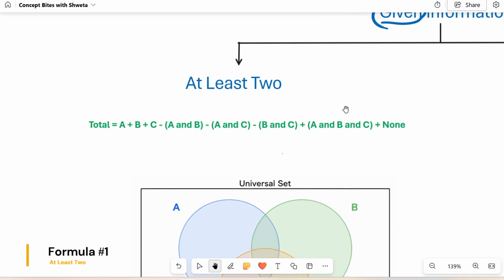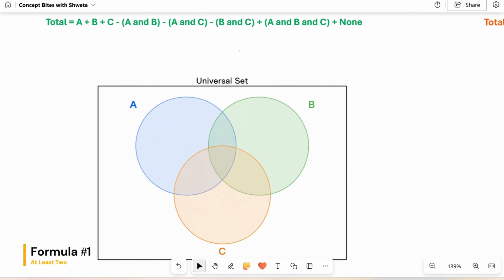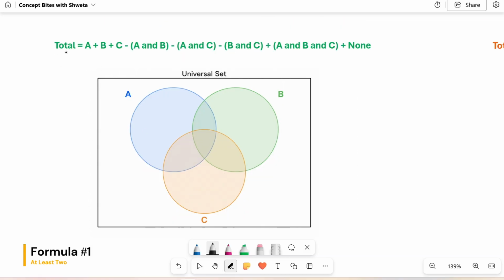Say we only look at the at least two situation. What is at least two? At least two means two or more. So in our case, if it's sets, then two or three sets. I'll tell you what this really means. We'll try to visualize the whole thing here in the formula and in the Venn diagram together. There you go. So we are trying to find the total number of elements. What's total? That's all the elements in this entire universal set.